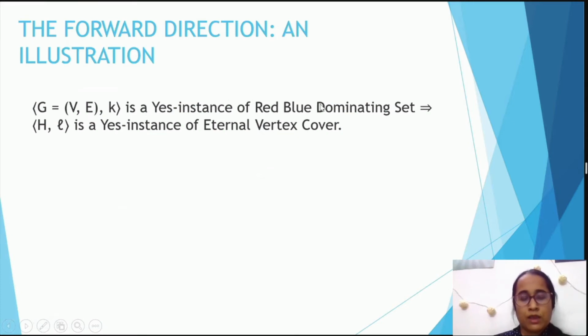Now, I will give the proof of the forward direction. In the forward direction, we need to prove that if we have a yes instance of red-blue dominating set, then we get a yes instance of eternal vertex cover. But before giving the proof, I will just illustrate the proof idea with the help of an example. And after that, I will give the formal proof.